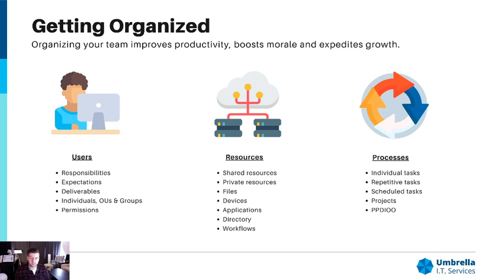Underneath the processes task here, we can see individual tasks, repetitive tasks, scheduled tasks, projects, and PPDIOO. So looking at the individual tasks, again, I'm going to fall back to the individuals, organizational units, and groups. You've got things like individual tasks that people are going to have to do. Maybe it's just, hey, Steve from IT, the printer's broken. And then he goes and fixes the printer and it's done. Or maybe it's, hey, Steve, it's 3 months. You got to make sure the printer heads are clean. And that's a repetitive task.